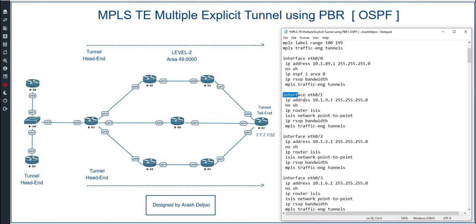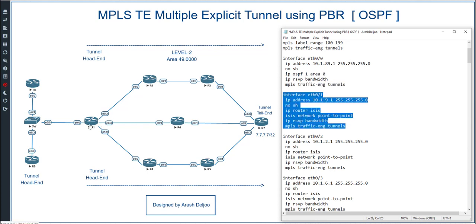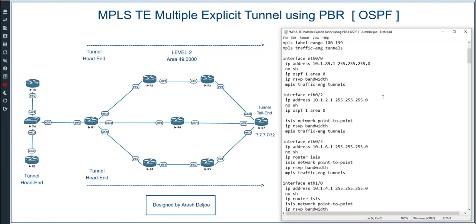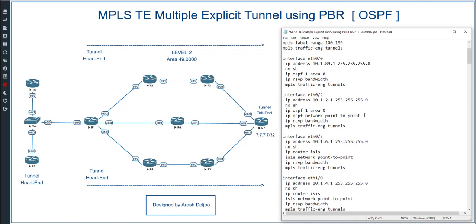Very good. Let me configure interface ETH01. In router 1 here, we don't have interface ETH01. In the previous scenario we had it, so let me remove interface ETH01 in router 1. About interface ETH02, we don't have any change about the IP addressing. We need to configure ip ospf 1 area 0, and also ip ospf network point-to-point. It's not mandatory, but it's recommended. We don't need the ISIS network point-to-point. And we should also configure ip rsvp bandwidth and MPLS traffic engineering tunnels on interface ETH02.